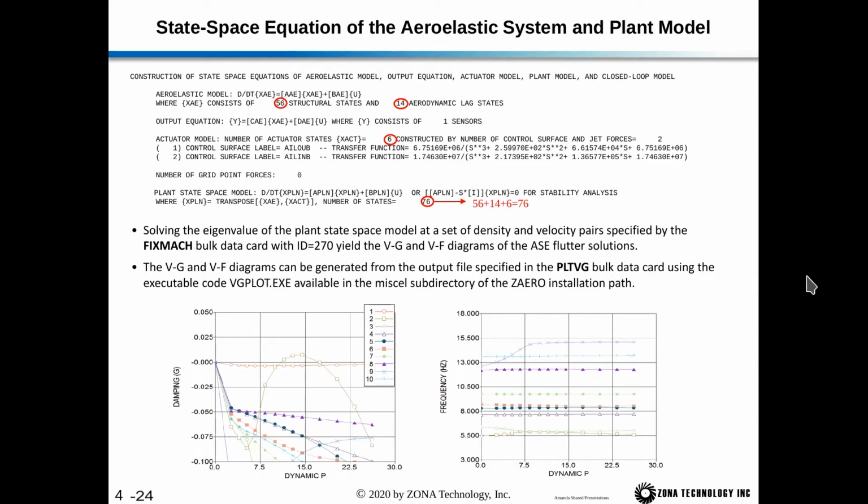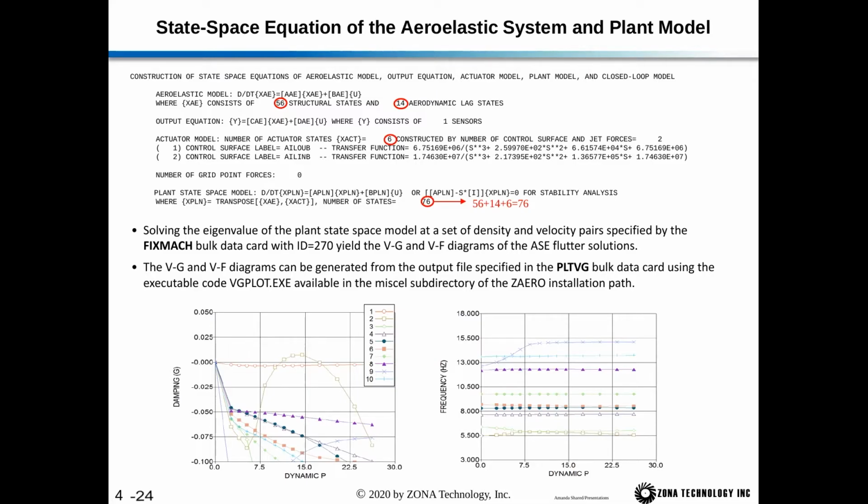Now, solving the eigenvalue of the plant state space model at a set of density and velocity pairs specified by the fixed Mach card yields the V-G and V-F diagrams shown below here. Now these diagrams can be generated from the output file specified in the PLOT VG card. So we have a vgplot.exe code, which is available in the miscellaneous subdirectory of the ZAERO installation path.